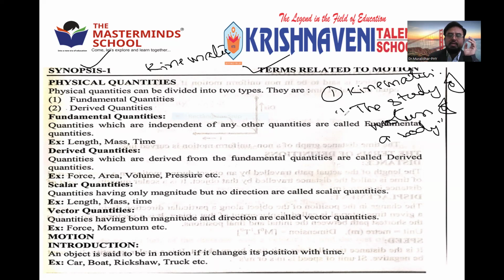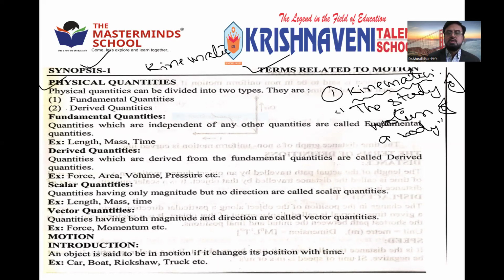This is called kinematics. So, first point in the synopsis: the study of motion of a body is called kinematics. We are not bothering about the cause of motion. Remember, in kinematics we never discuss the cause of motion. We discuss only the motion. What is motion? What are the terms related to motion? What are the equations related to motion? And some numericals. Okay? Now, first point over.